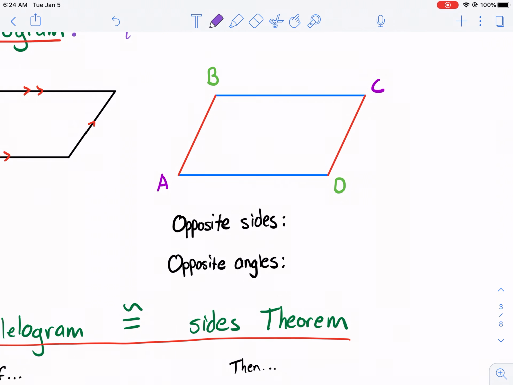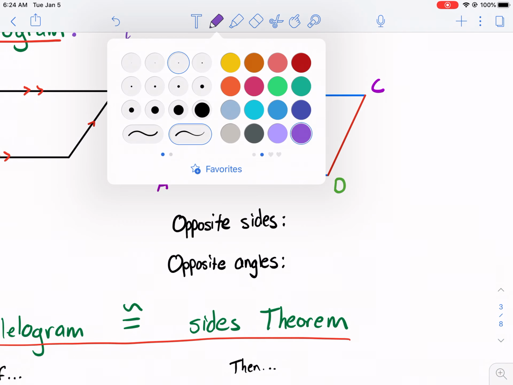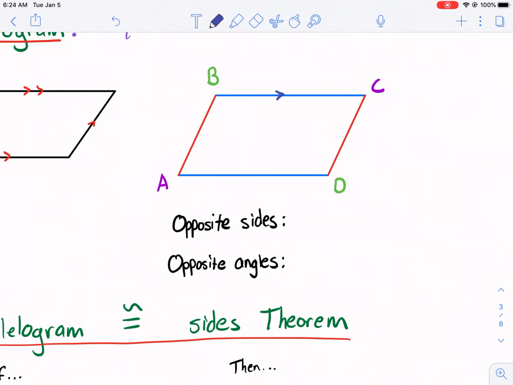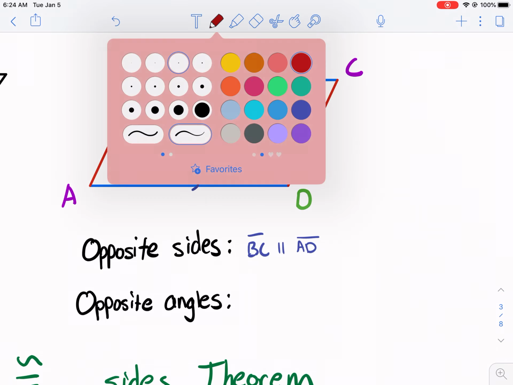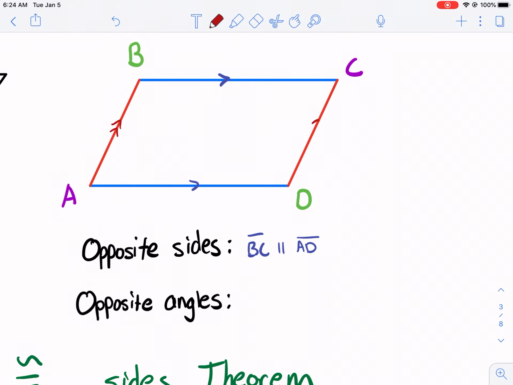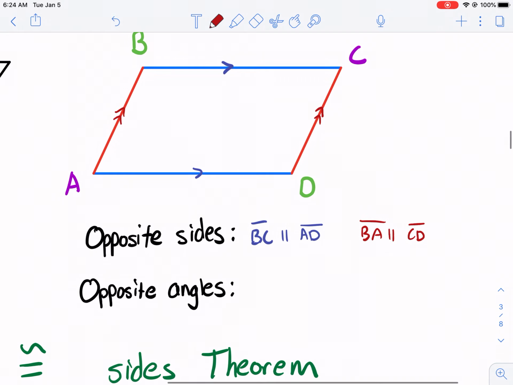So let's go ahead and show that here. So we have opposite sides. So we can say that BC is parallel to AD. Okay, those are opposite sides. Okay, they're across from each other. Then we got, let's change it to red. We have BA parallel to, and we can say CD. It doesn't really matter the order. We could call it DC if we wanted to. So those two sides are parallel. So opposite sides are parallel.